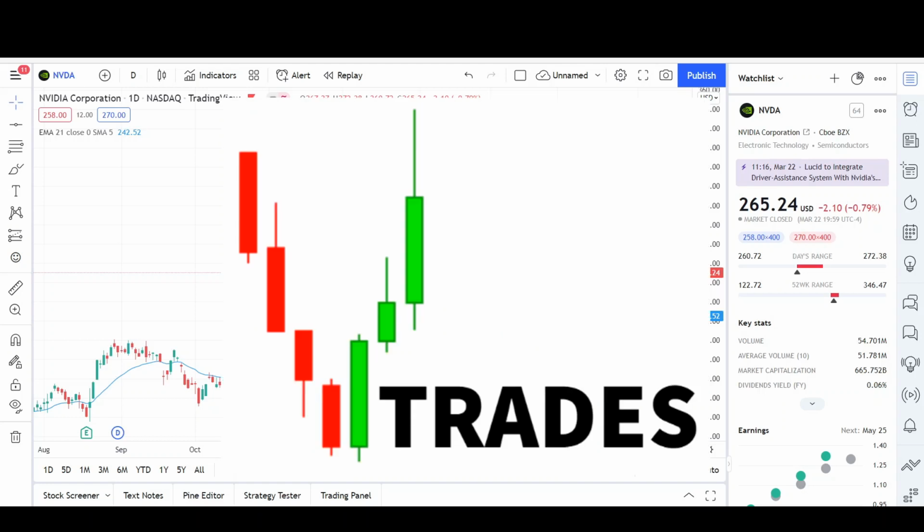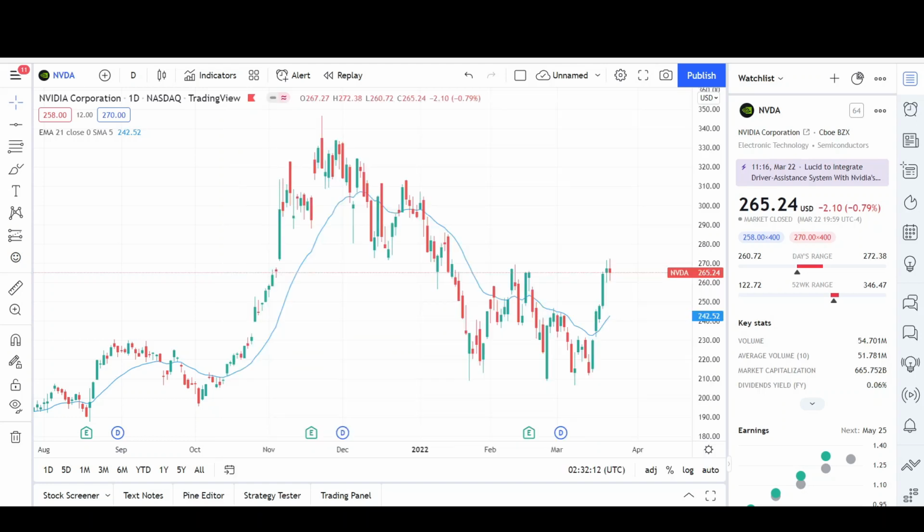What's up traders, this is Vee Trades and today I'll be doing a technical analysis breakdown for Nvidia Corporation with the ticker symbol NVDA.